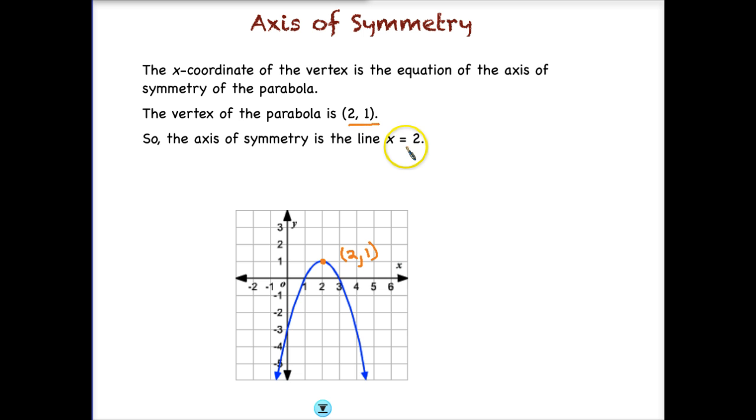So knowing either one of these can get you the vertex if you know the axis of symmetry, or the axis of symmetry if you know the vertex. Okay, so our axis of symmetry line would be a dotted, invisible line that passes right through the vertex and again splits our parabola into two symmetric halves.